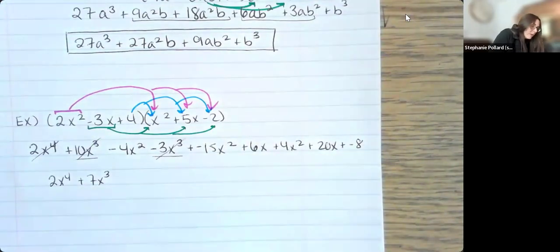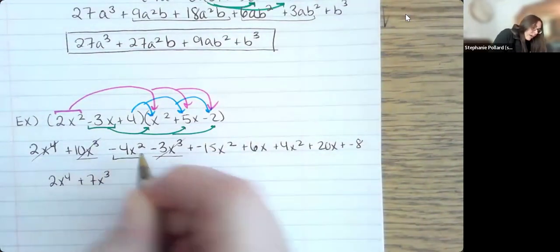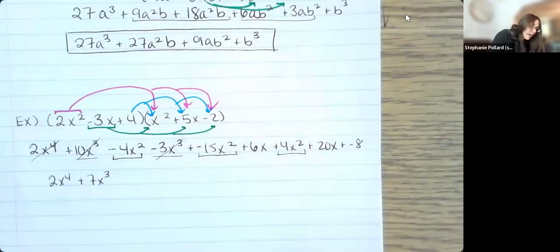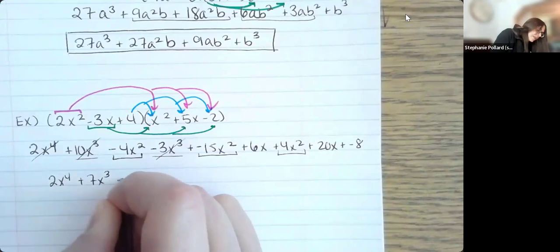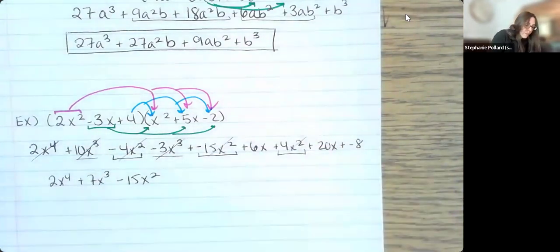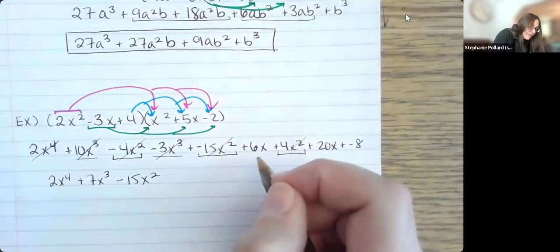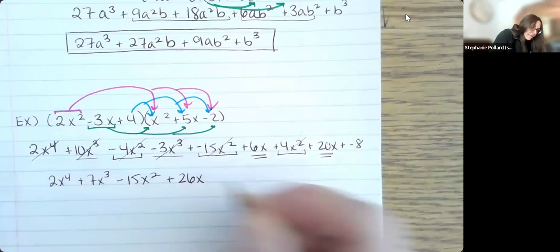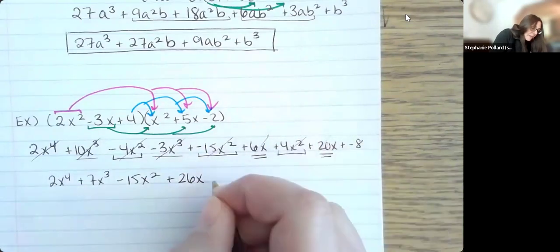Now I would do my squares. I have a negative 4x squared, a negative 15x squared, and a positive 4x squared. So that would leave me with negative 15x squared. Moving on to my x's, I have a 6x and a 20x. That's 26x. And then all that's left is my minus 8.